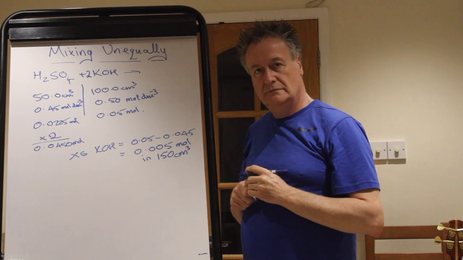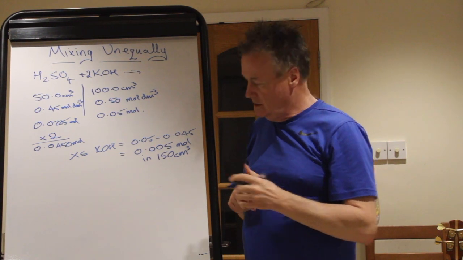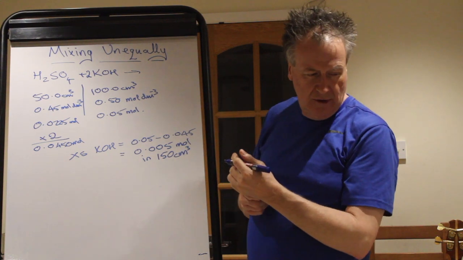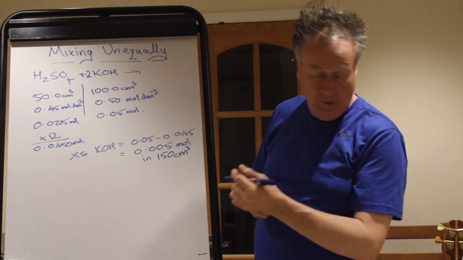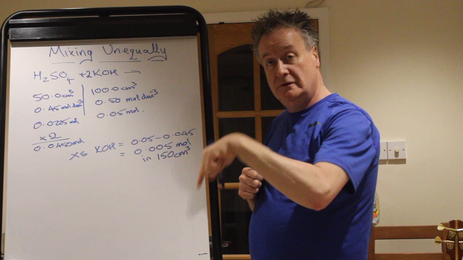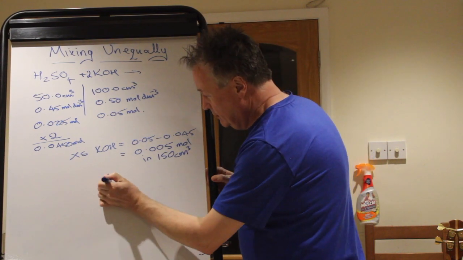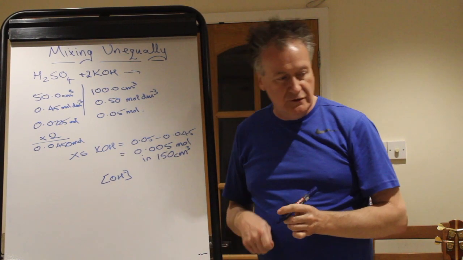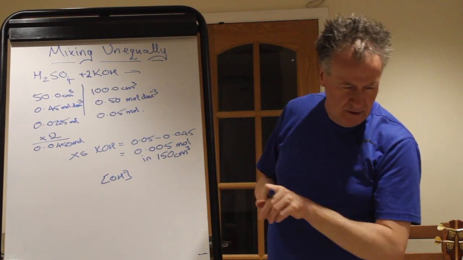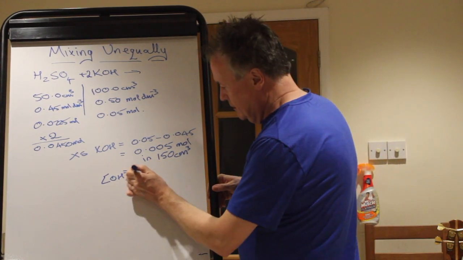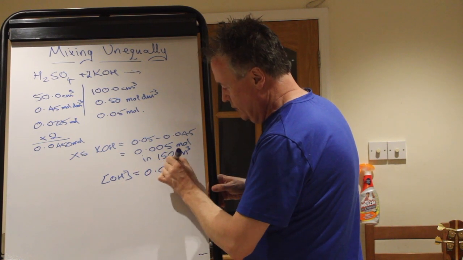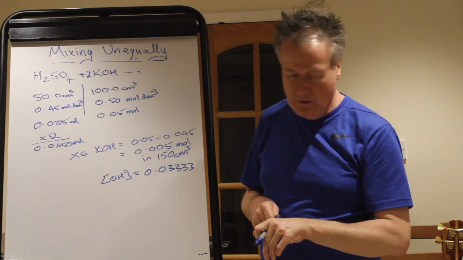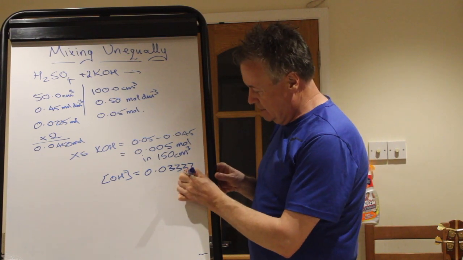So, work out the concentration of hydroxide ions. 0.005. I'm just checking I haven't done something silly. 0.005 times 1000 divided by 150. Concentration of hydroxide is 0.03333, endlessly 333 all the way to the end of the world. Right. That's obviously a concentration.